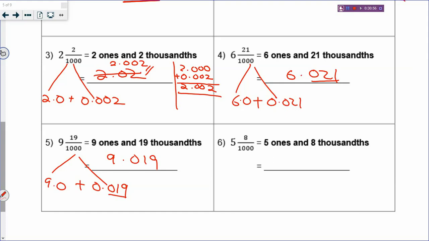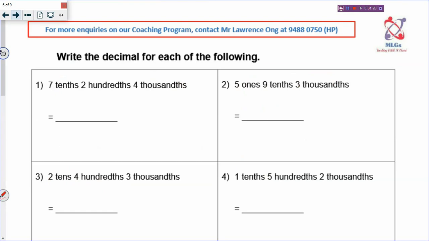Alright, the next one will be 5.008. Okay? But how do you get that? So again, break up 5 wholes, 5.0, and then 8 over 1000 will be 0.008. Just make sure that your decimal must have 3 decimal places because it's in thousand. Can you see the 8 over 1000? So your decimal must have 3 decimal places. Then you add them together and you get 5.008. Okay, let's go on to the next one quickly. Oh, we overshot 30 minutes already. Okay, never mind. Let's continue.